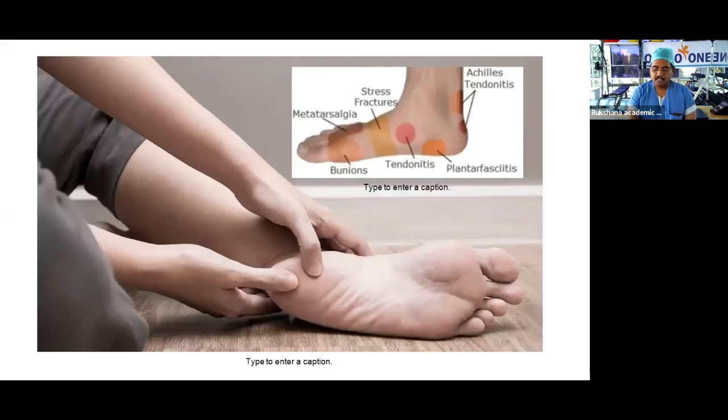The main reason for this pain is the tightness in the heel cord, or what we call the Achilles tendon. Can you do the next slide? The Achilles tendon is the tendon that joins from the back of the knee joint to the back of the heel, and it continues up to the toes. Can you do the next slide?